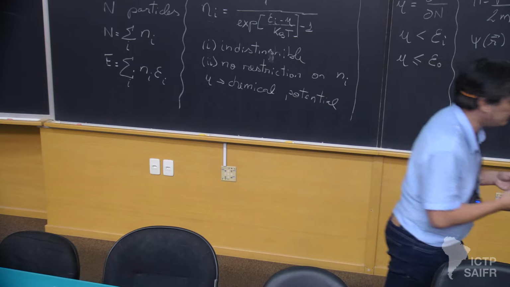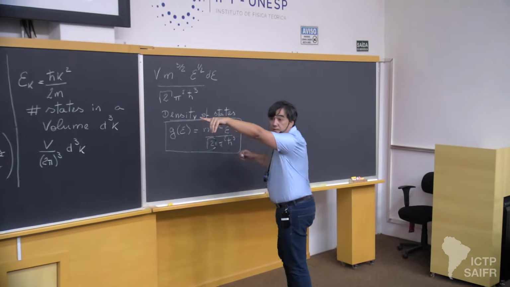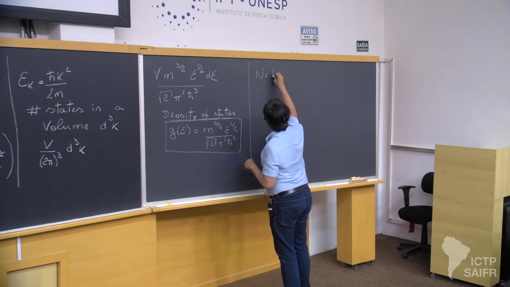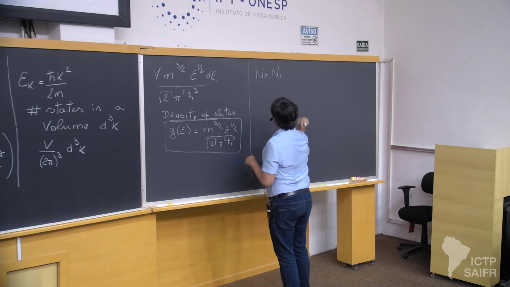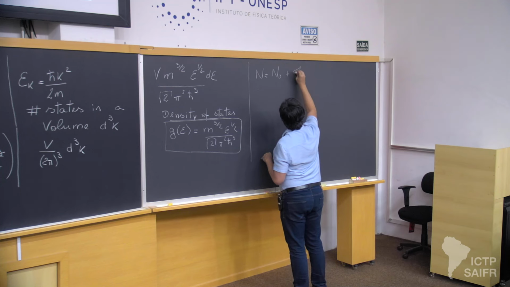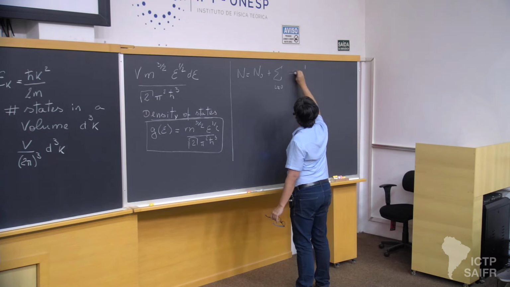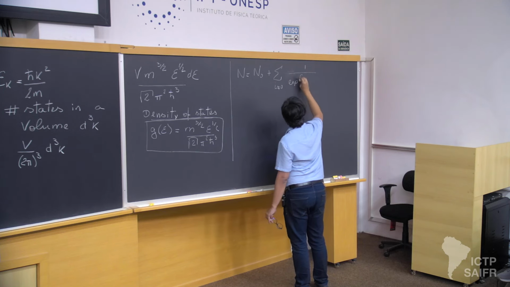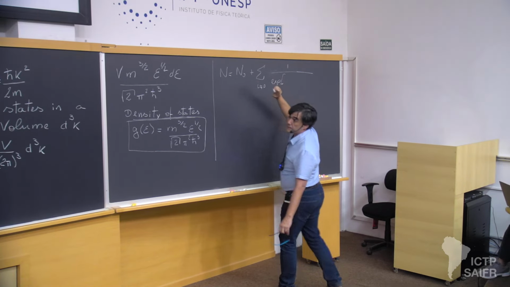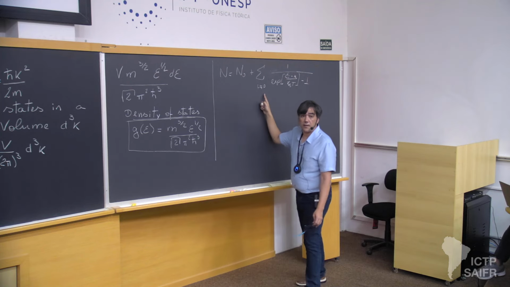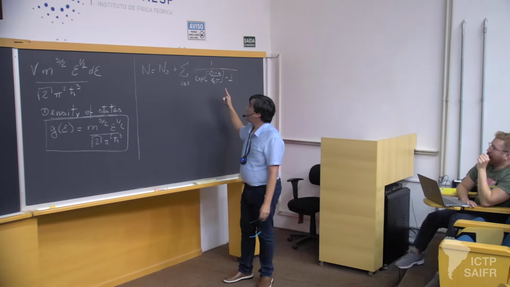I promise I go to the other side to help you. Okay? I write the number of atoms in my system as the number of atoms in the ground state plus this sum that now runs over every state but the 0 of the Ni, where Ni is 1 over exponential of Ei minus mu over kBT, minus 1. Okay, and now I transform this into an integral.